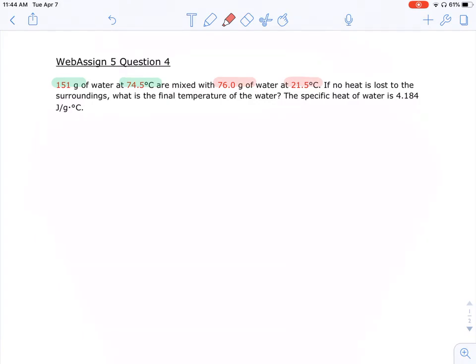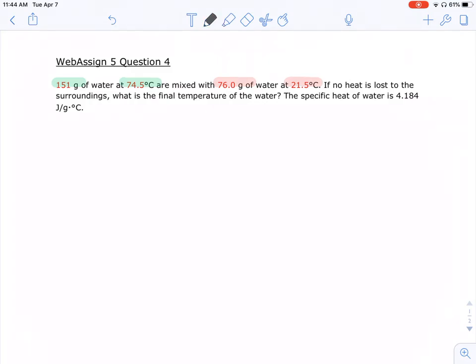For this problem, I have information for water at one temperature and water at another temperature, and then I'm mixing them together. So the heat is going to flow from the water that's starting out at a higher temperature to the water that's starting out at a lower temperature until they come to thermal equilibrium, or until they reach the same final temperature. So in this problem, the TF is the same for both waters.